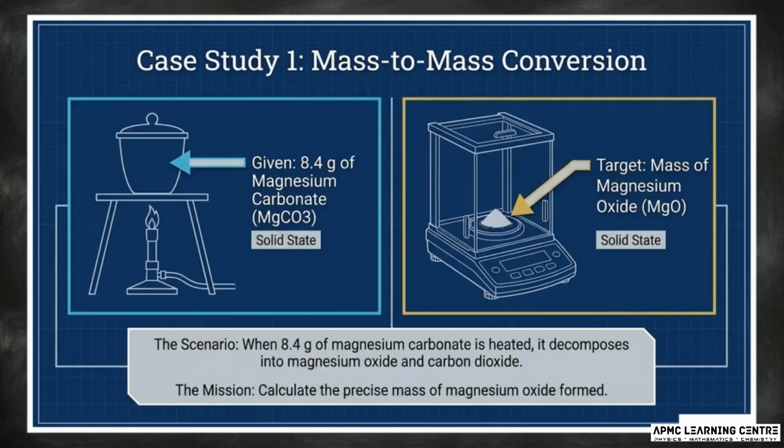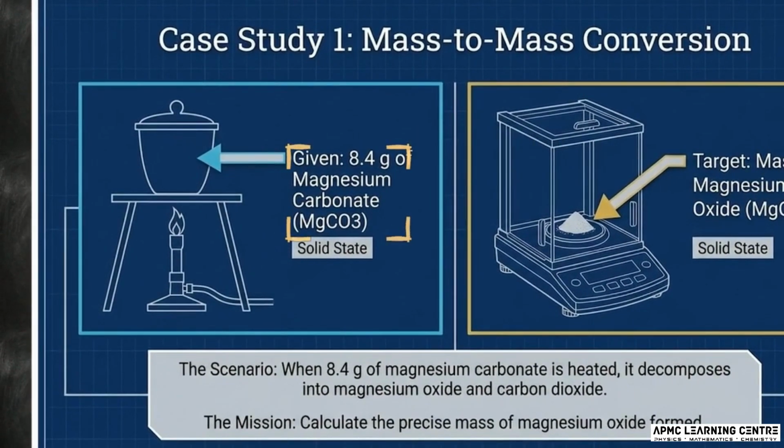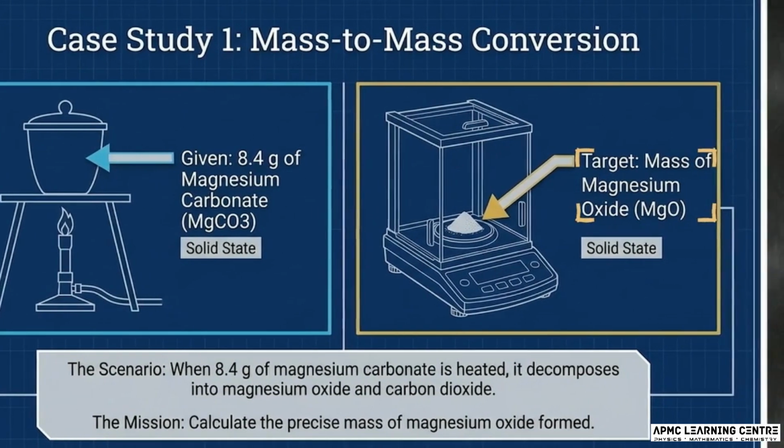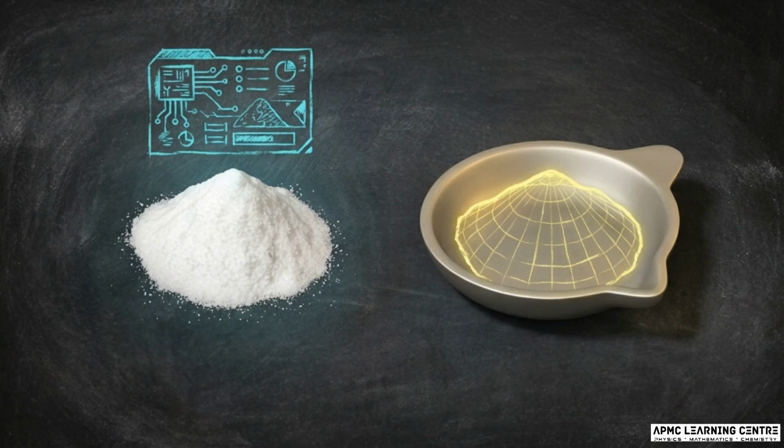This image shows our first case study. On the left, we have a crucible containing magnesium carbonate, which decomposes into magnesium oxide and carbon dioxide gas when heated. Our starting data is exactly 8.4 grams of solid magnesium carbonate. Our target is to calculate the precise mass of the newly formed magnesium oxide. We will predict a physical mass that does not yet exist, using only our starting weight of 8.4 grams and the rules of the engine.